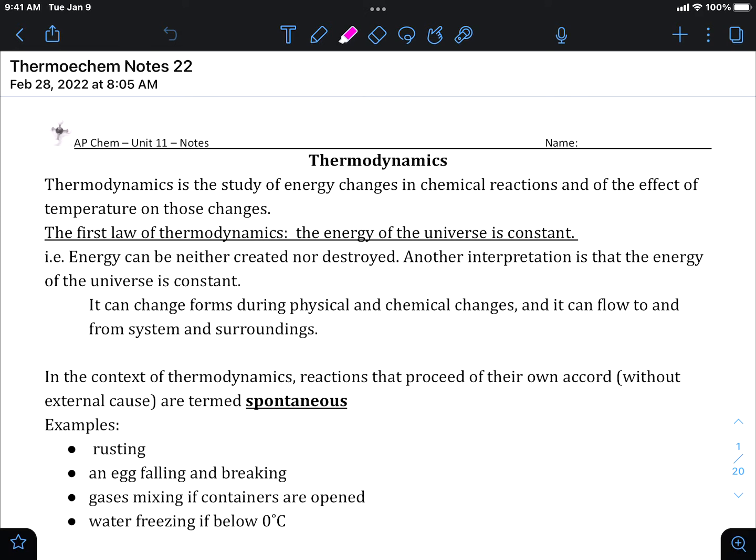Remember when we used the heat equation, Q equals mc delta T, and delta H, right, enthalpy? So that's actually a big part of thermodynamics. So you already have your feet wet in terms of what enthalpy is. We're just going to teach you a couple new terms and then tie it all together.